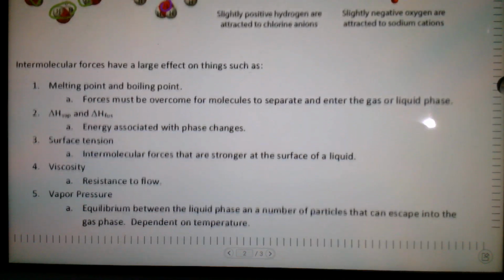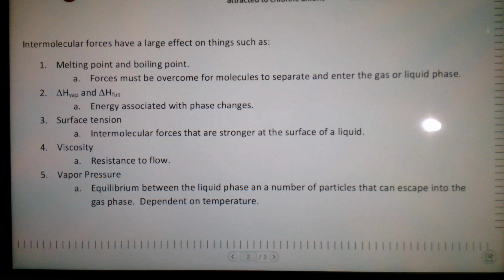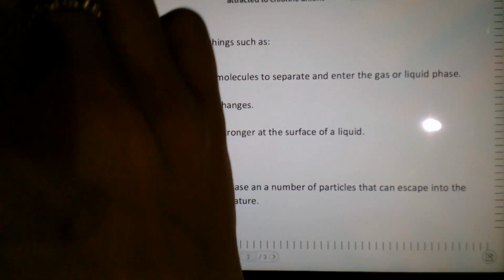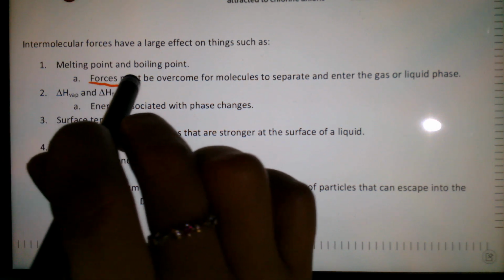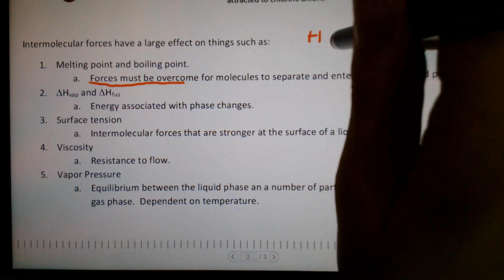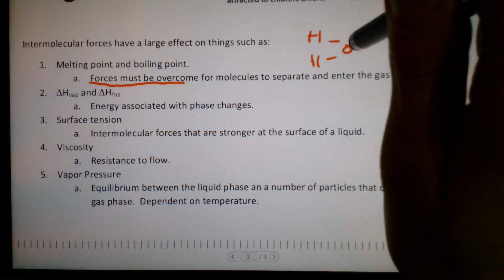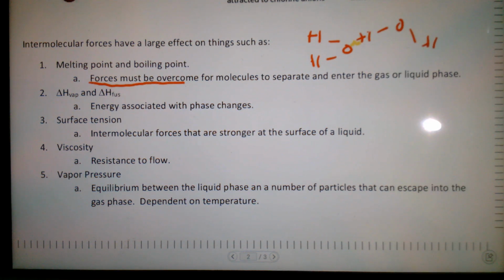So what types of properties are going to be affected by these intermolecular forces? First is melting point and boiling point. In order for something to melt, going from a solid to a liquid, or to boil, going from a liquid to gas, something important that has to happen is that your forces must be overcome. For example, if I had water, H2O, I'm going to do this in yellow. That's my intermolecular force right there.